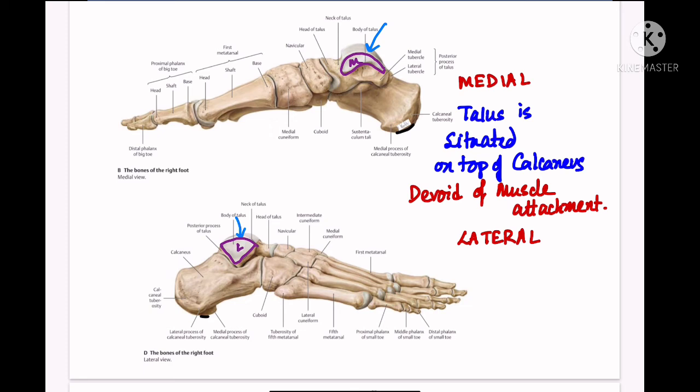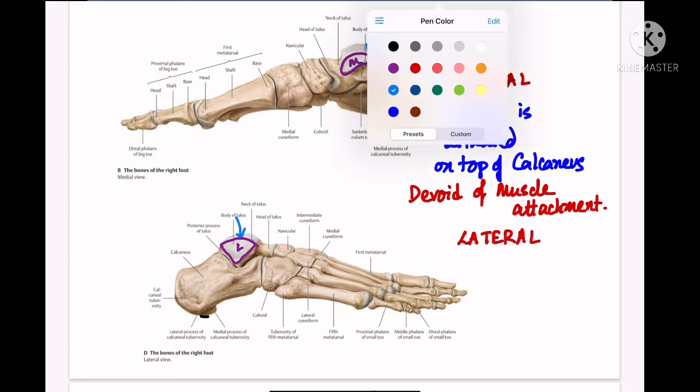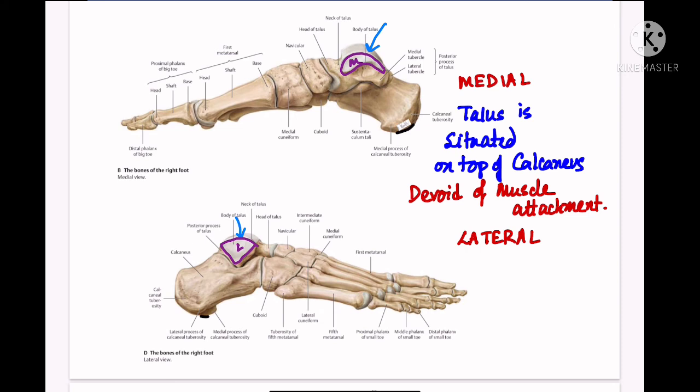What is the posterior surface? Posterior surface will be seen from behind. This is the posterior surface. From this end, it will be seen. Posterior surface, this portion. And this is the superior surface.